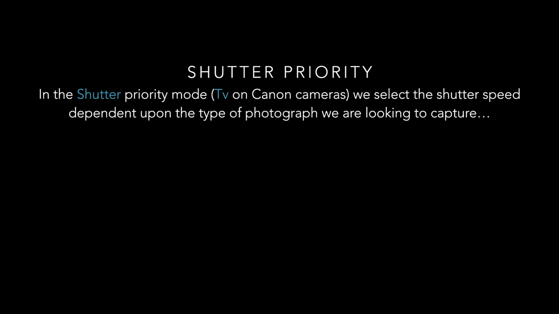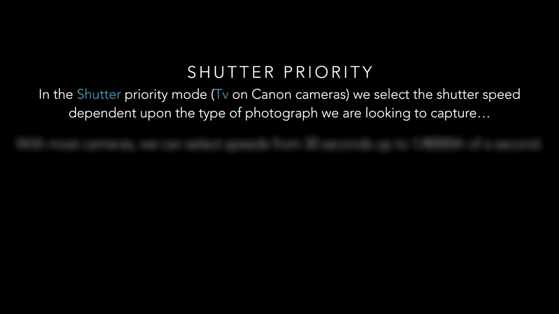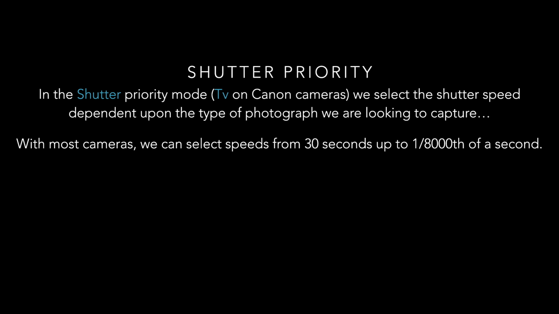In the shutter priority mode, which is also known as TV, which stands for time value on the Canon cameras, you basically select the shutter speed depending upon the type of photograph you're looking to capture. And with most cameras, you can select speeds that range from 30 seconds up to 1/8000th of a second. And of course, after that, you can also select the bulb mode, which basically leaves the shutter open for as long as you wish, basically for as long as your batteries will last.